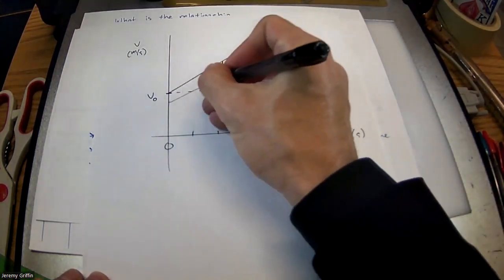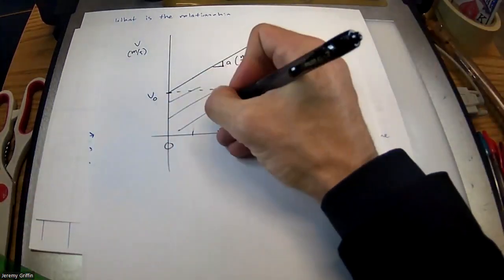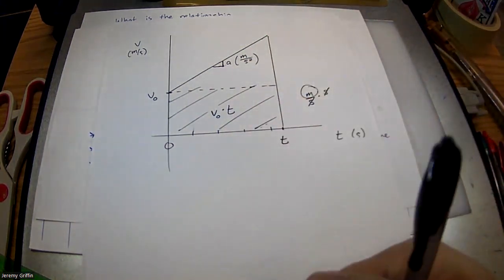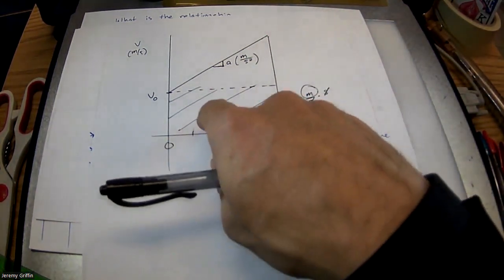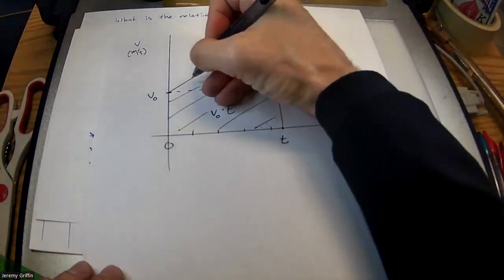So what's the area of this hashed-in rectangle? Yeah, v naught times t. So this is v naught times t. In fact, if you're just going constant velocity on I-95, however far you go, x equals v naught times t. That's it, x equals vt. But how about this triangle?